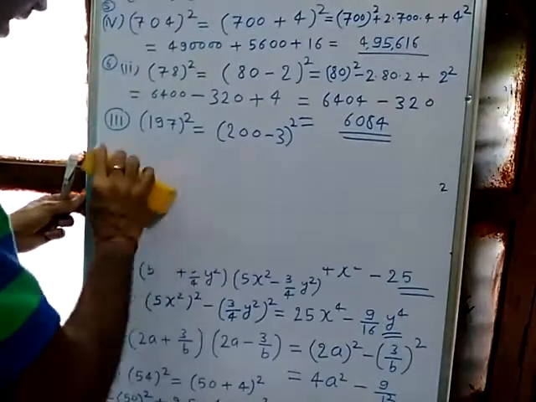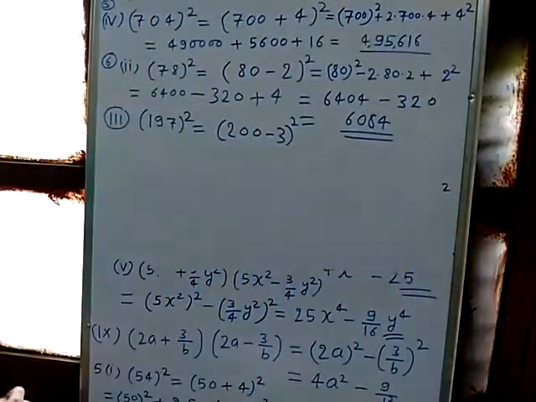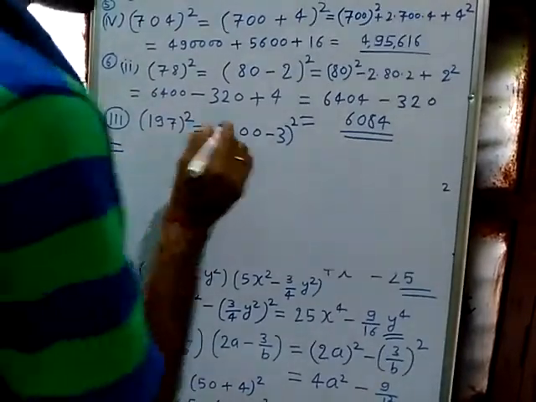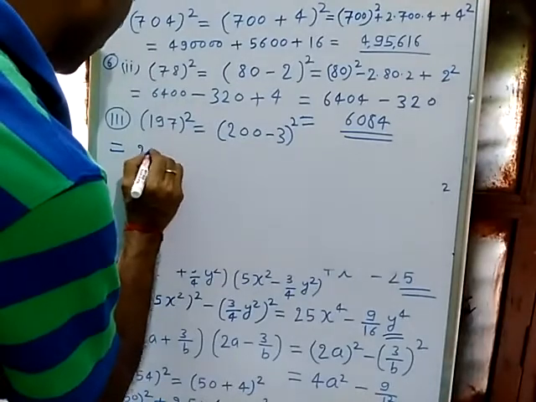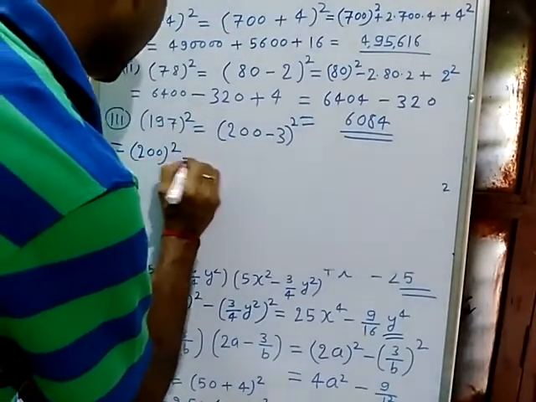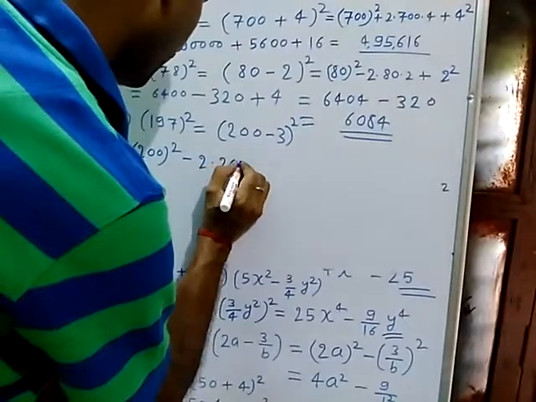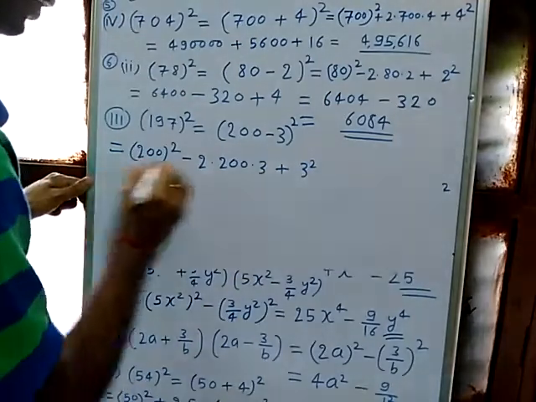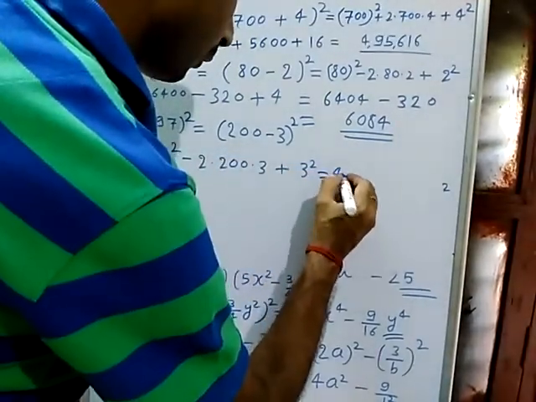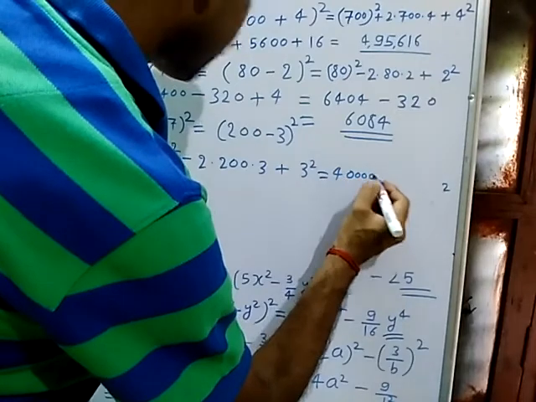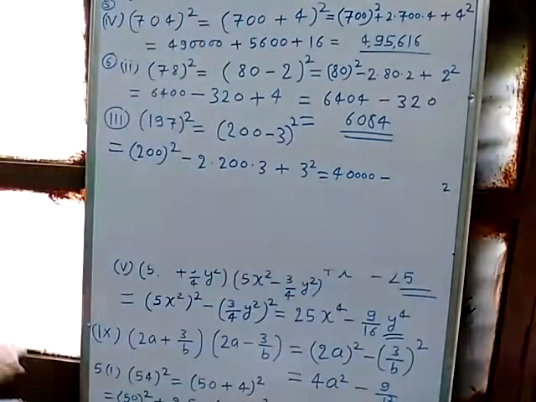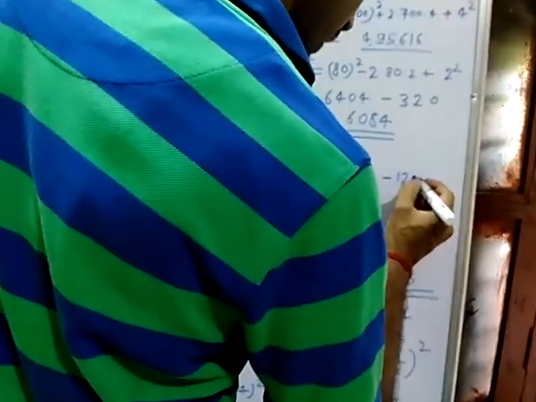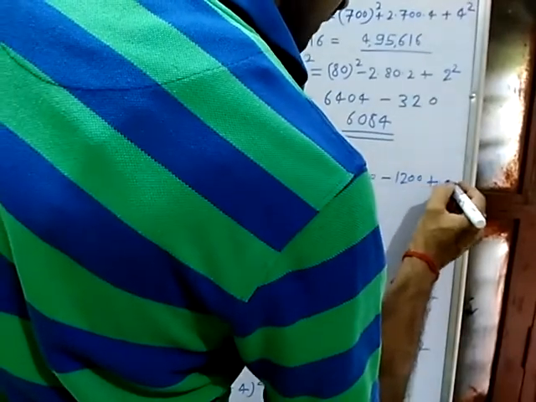We can apply the identity number 2, a minus b the whole square. That is 200 square minus twice into 200 into 3 plus 3 square. What is 200 square? 2 twos are 4 and four 0s, so 40,000. Minus how much will you get? 3 twos are 6, 2 sixes are 12, so 1200, plus 9. Correct?